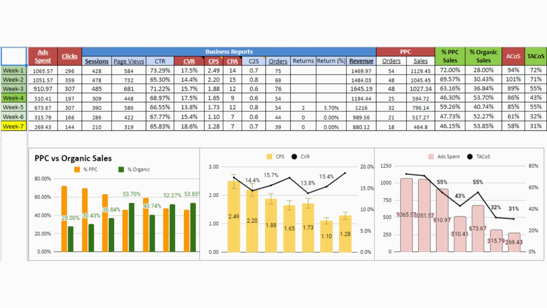The next important metric that we track is our TACoS, which determines whether our product is really profitable or not. Now, what is our launch strategy? We keep it very simple. We do thorough and proper keyword research, make a list of highly relevant keywords, and then we target only 10 or 15 keywords.